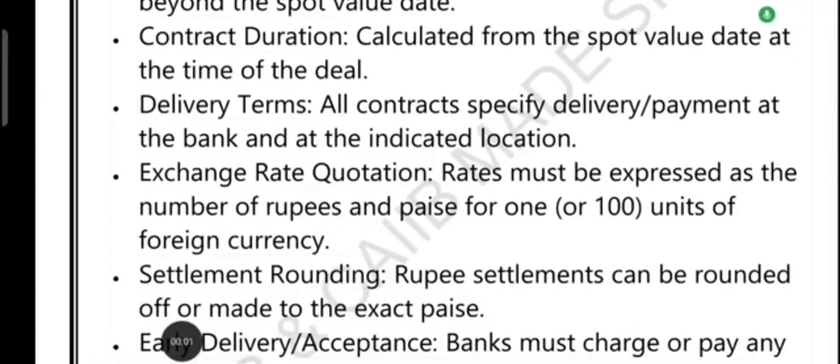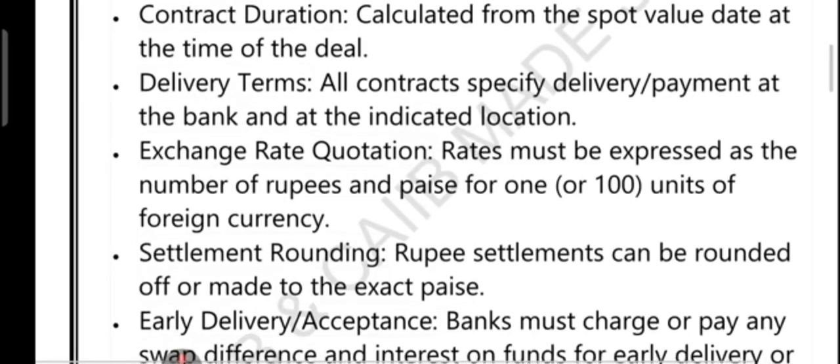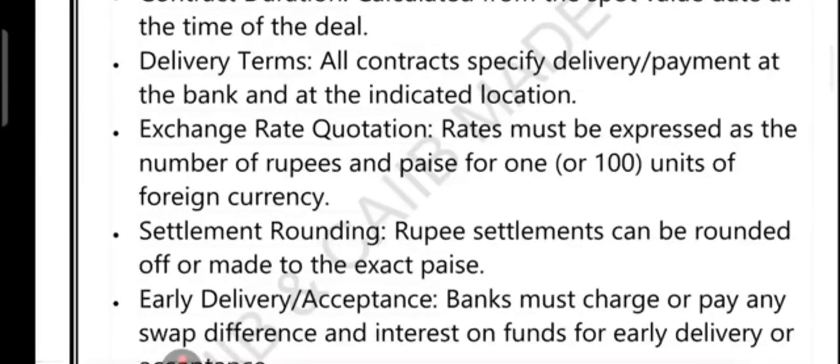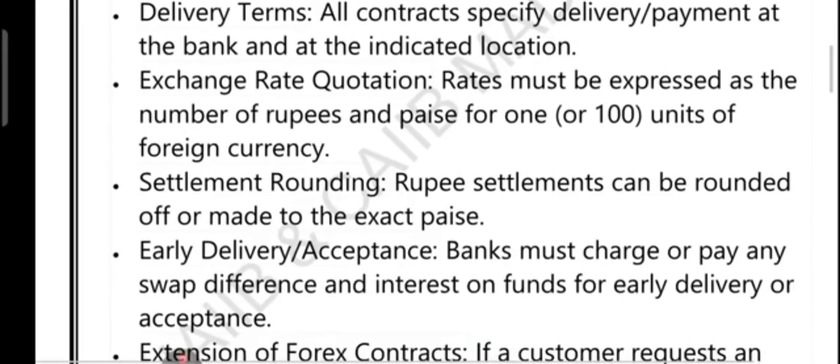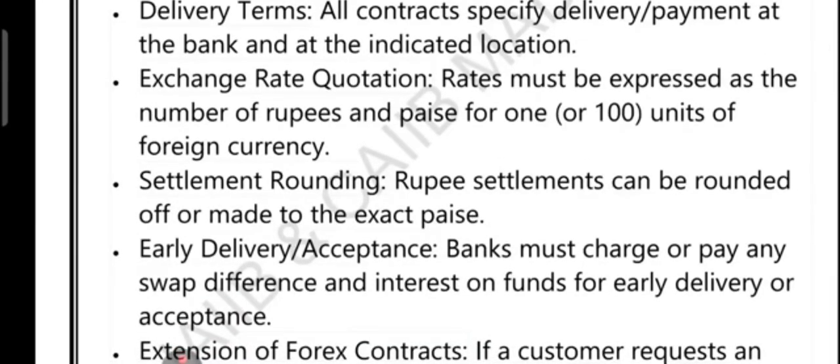One more point is that the exchange rate must always be quoted as a number of rupees and paisa for 1, sometimes 100 units of foreign currency. For settlement, the rupee amount can be rounded to the nearest rupee or paid exactly to the paisa. If a customer wants early delivery or early acceptance of currency, the bank will charge or pay any swap cost and also adjust interest for the funds.